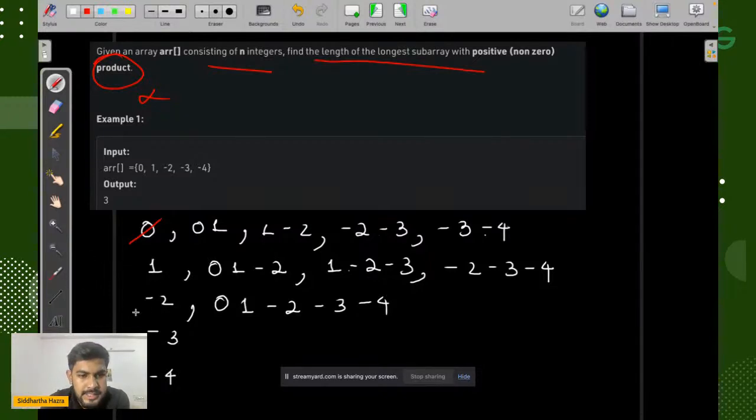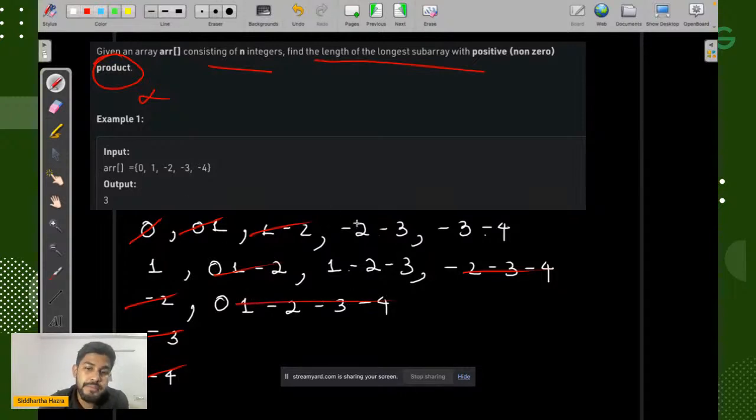So this is a positive value, this is negative, this is negative, this is negative. 0 and 1, the product of both is 0. Minus 2 into positive 1 is negative, and this is positive. This is also positive. This is negative. This is positive. This is negative, and this is also negative.